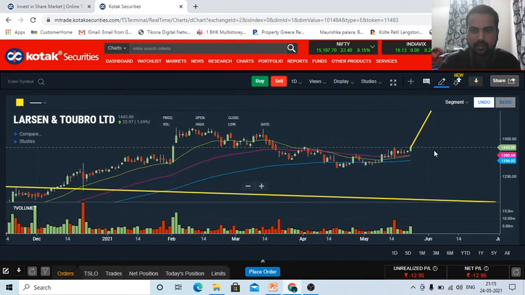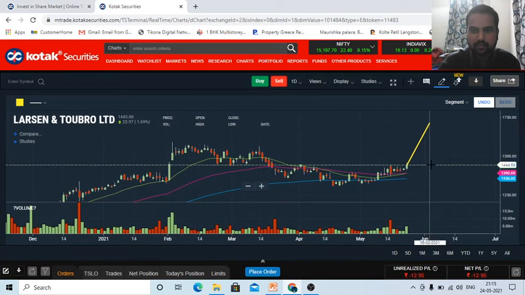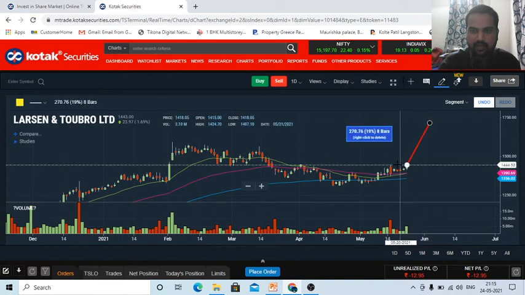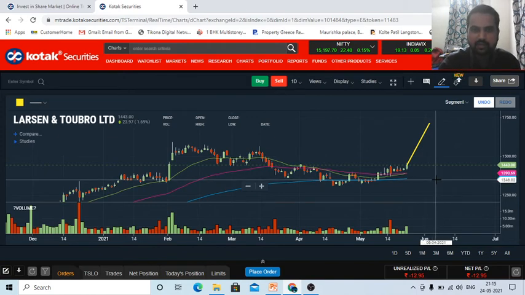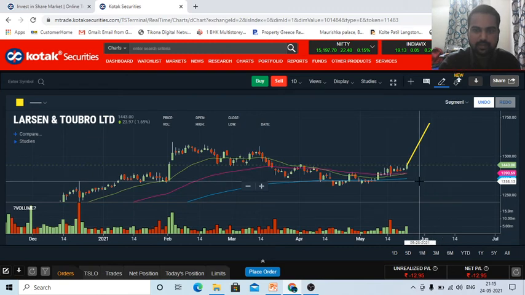To make it a better risk reward, I will buy a few shares at the current price, that is 1443, and try to accumulate more near the 100-day moving average, approximately 1350. So my average price will be 1400, and in that case the risk reward will be favorable for me. Let's keep a watch on L&T, and hopefully it will be a profitable trade.